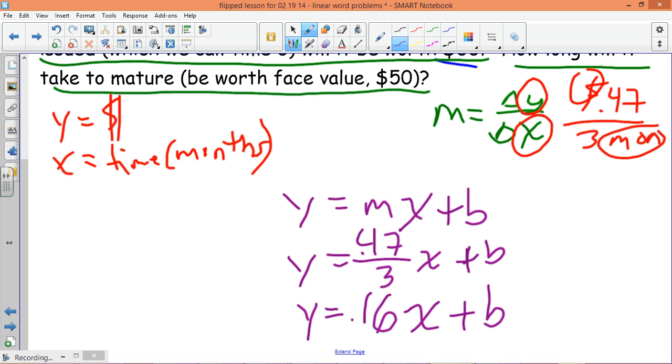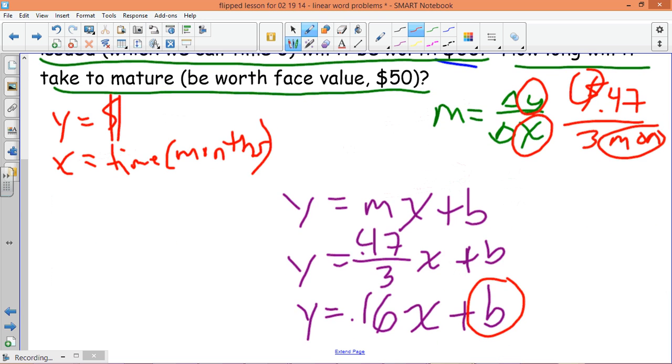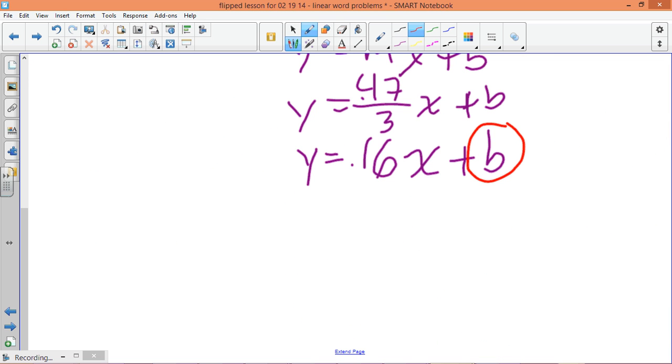Now, once again, notice there's a trend here. I'm trying to find b in order to have my equation. So I need to go back and figure out what piece of information I am given. Well, it might be a little bit harder to see on this one, but it will be worth $25 when it is new. That is enough information to fill out x and y temporarily, because y is my price. It is worth $25 equals 0.16 plus b.